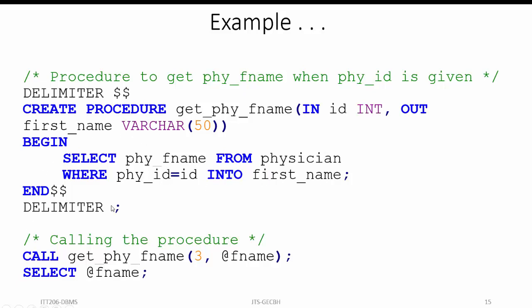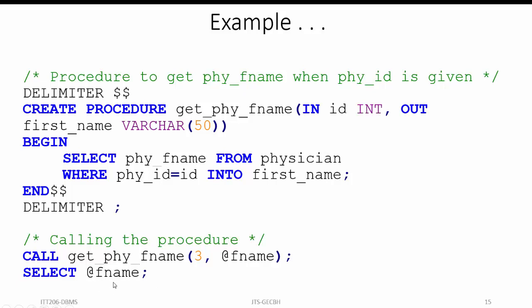Then we will change the delimiter back to semicolon, and to call this we have used get underscore phy underscore f name of, where the ID is 3 and the output parameter is @f name. After running this procedure, if I pass 3, then this statement will fetch the physician f name of the physician with physician ID 3, and it will be stored in this variable first name, which is an output parameter. If we give select @f name, we will simply get the value that is stored inside f name.